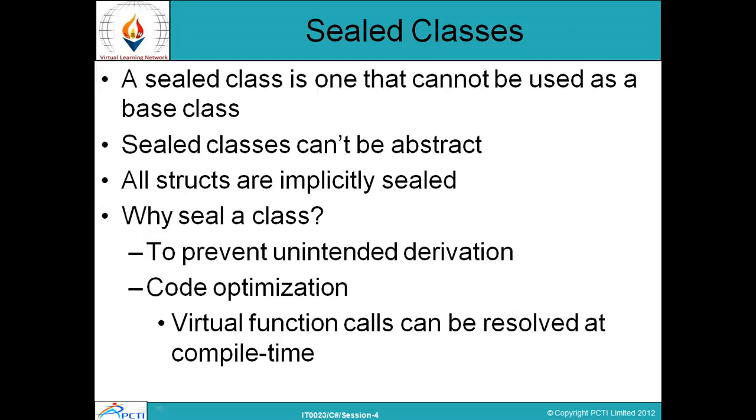Now sealed classes. A sealed class is one that can't be used as a base class. Sealed classes cannot be abstract and all structs are implicitly sealed. Now why do you seal a class? Because it cannot be used as a base class. So to prevent unintended derivation or to optimize our code, we use sealed classes.